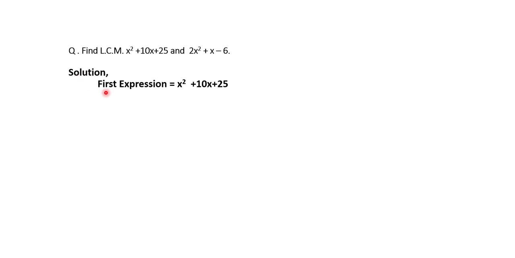Solution. In the first expression, x square plus 10x plus 25, there are 3 terms. See whether there is anything common in all these 3 terms or not. Of course there is nothing common in all 3 terms, that's why we have to do the middle term break. Look, 5 into 5 is 25, and 5 plus 5 is 10. The middle term has been broken like this.